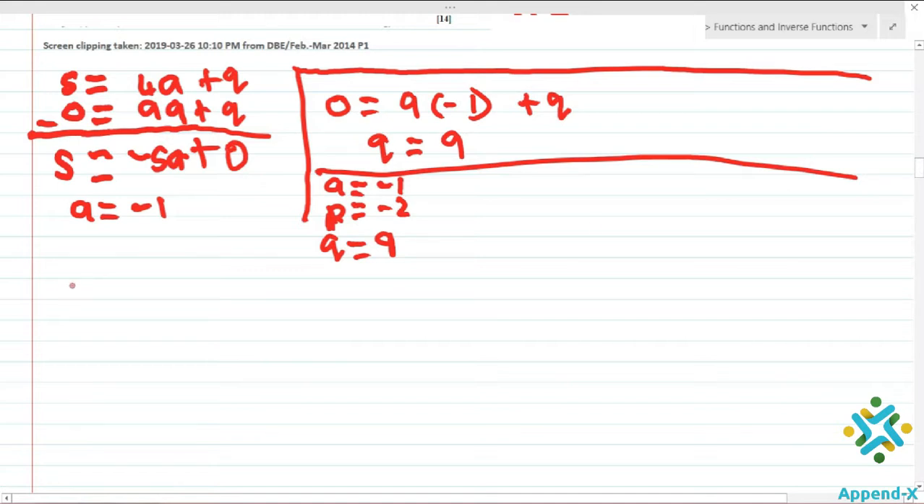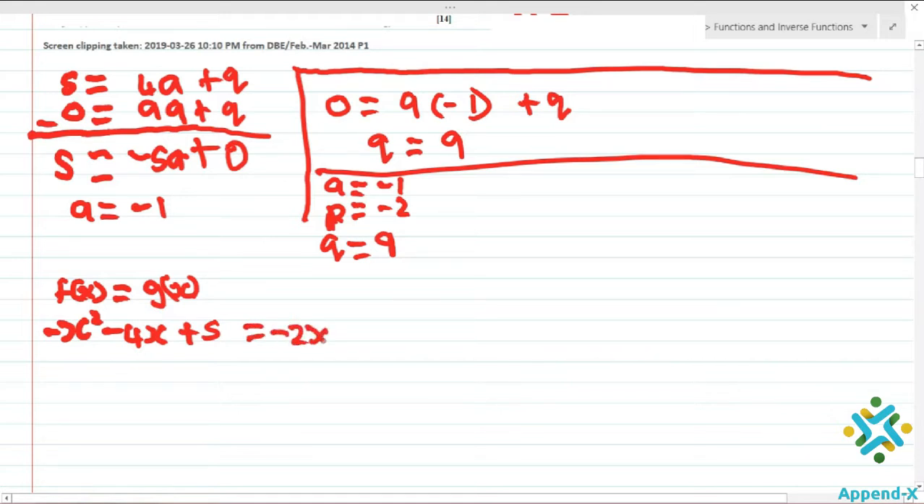Now since f of x is equal to g of x, that means we equate the equations of the two graphs: -x squared minus 4x plus 5 must be equal to negative 2x minus 3.